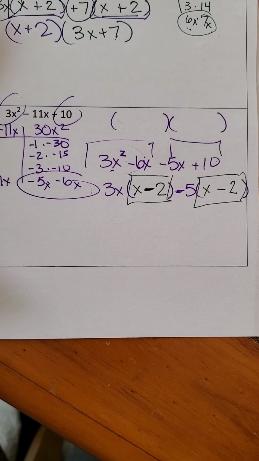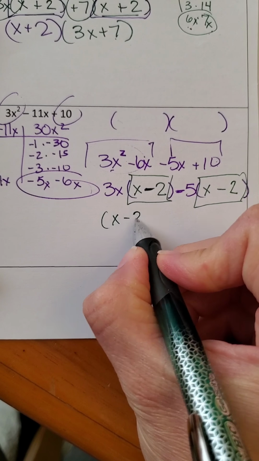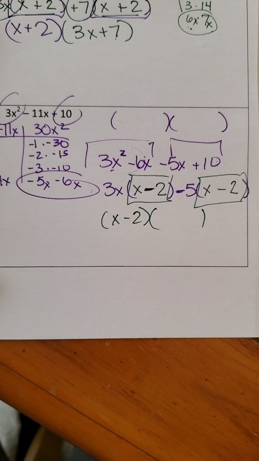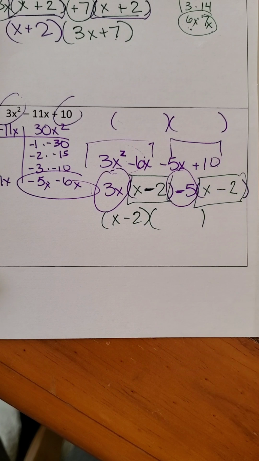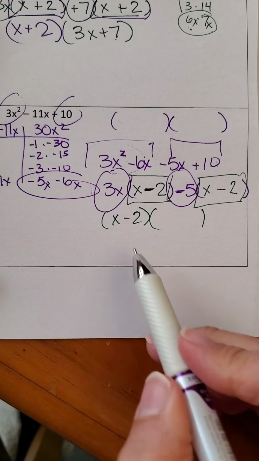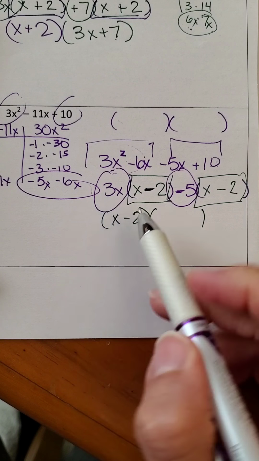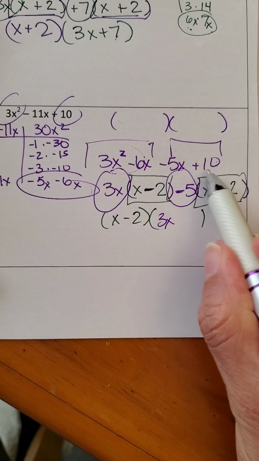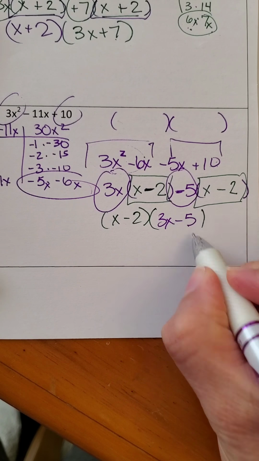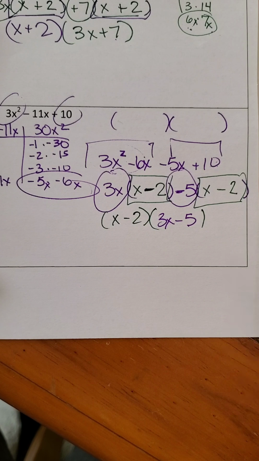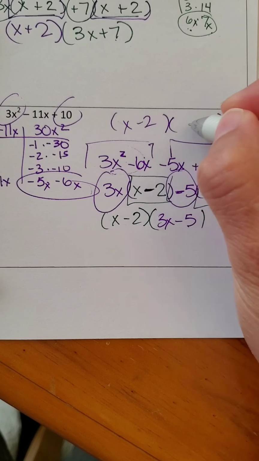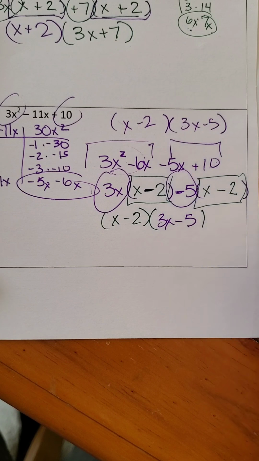All right, so now that we have that, we're going to take out that greatest common factor. So that's going to be x minus 2. And then what's left, we put in the second parenthesis. Because if we divided this by x minus 2, we'd get 3x. And if we divided this by x minus 2, we'd get negative 5. And this is my answer. So I get x minus 2 times 3x minus 5.